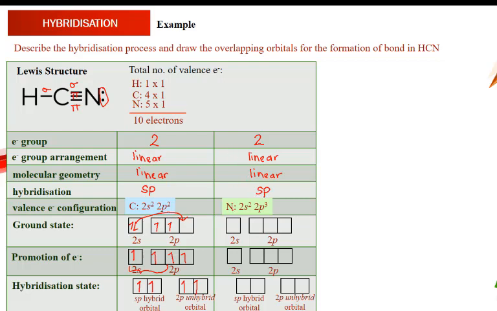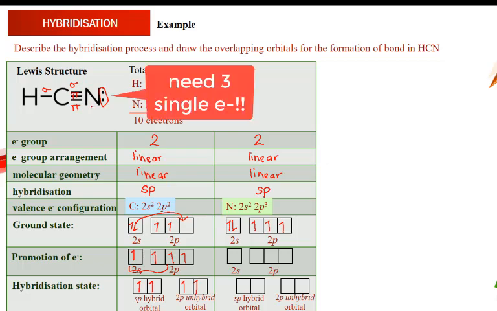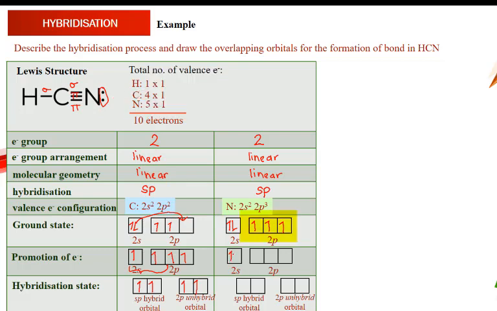Okay, let's go to the first step. Valence electron configuration of nitrogen is 2s2, 2p3. So, the orbital diagram is represented like this. For the promotion of electron, have a look at the nitrogen atom. It has 1 sigma bond and 2 pi bonds, so we need 3 single electrons in the orbital. Since there are already 3 single electrons, there is no need to promote any electron.